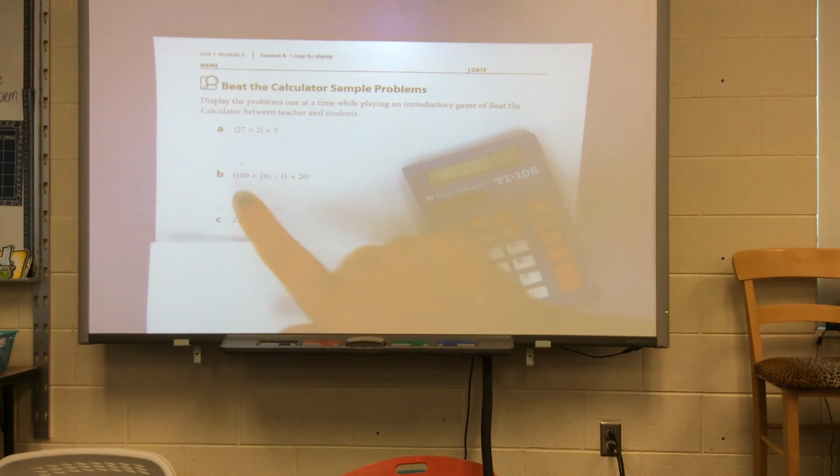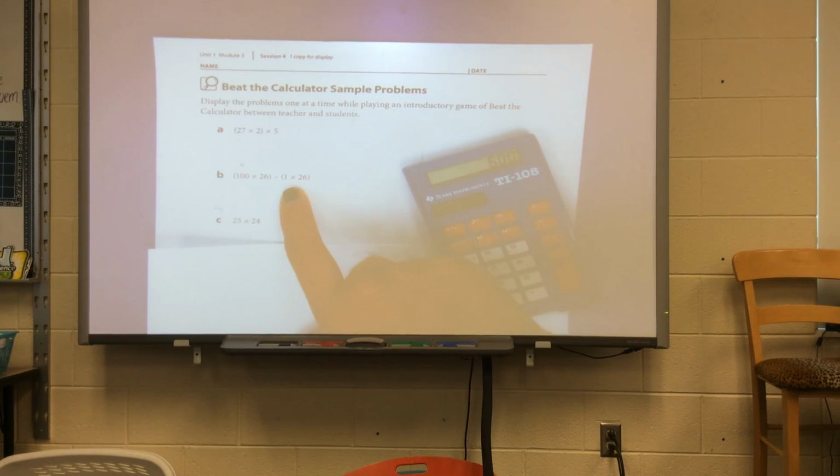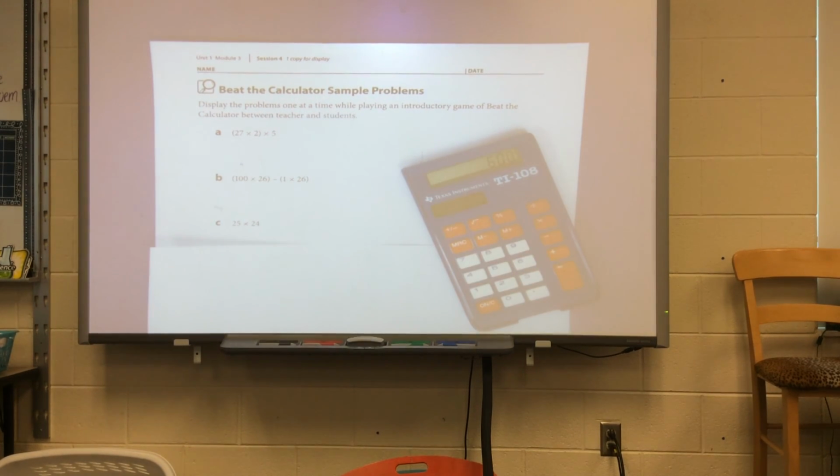Okay, and remember, just because we're using a calculator doesn't mean that we can just type in the problem from left to right. We still have to remember those rules when we are using parentheses. Okay, that is how you play Workplace 1C, Beat the Calculator.